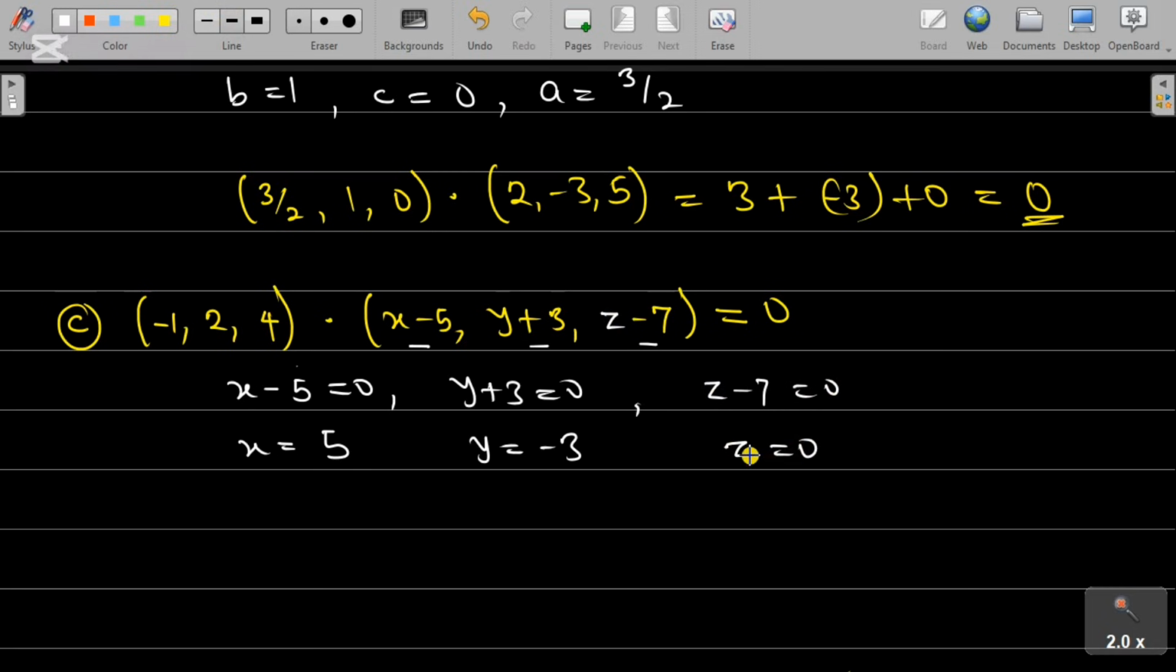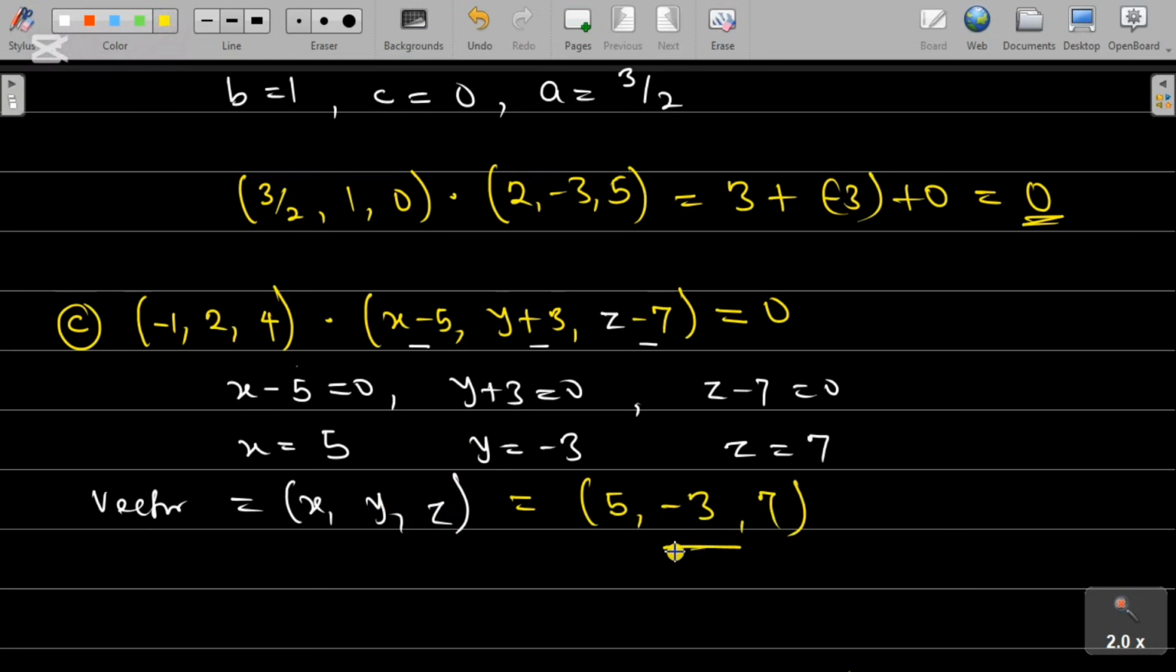So notice that the vector you are looking for here is actually a vector with the entries x, y, and z. That's why we were looking for the values of x, y, and z, and that's equal to (5, -3, 7). So this is the solution for the point on the plane that you have there.